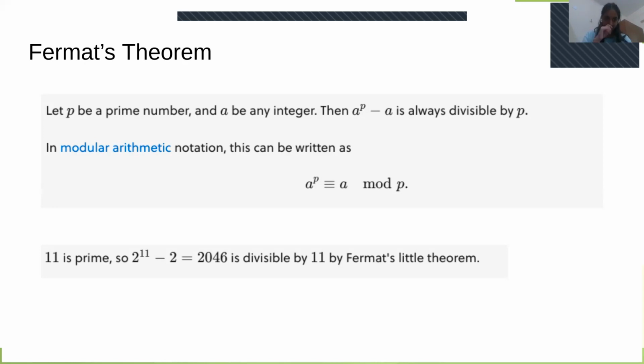Let's deal with an example. 11 is prime. So 2 to the power 11 minus 2 is equal to 2046, which is divisible by 11 by Fermat's little theorem. So to brief it up, what Fermat's theorem states is that A to the power P minus A is always divisible by the exponent P.